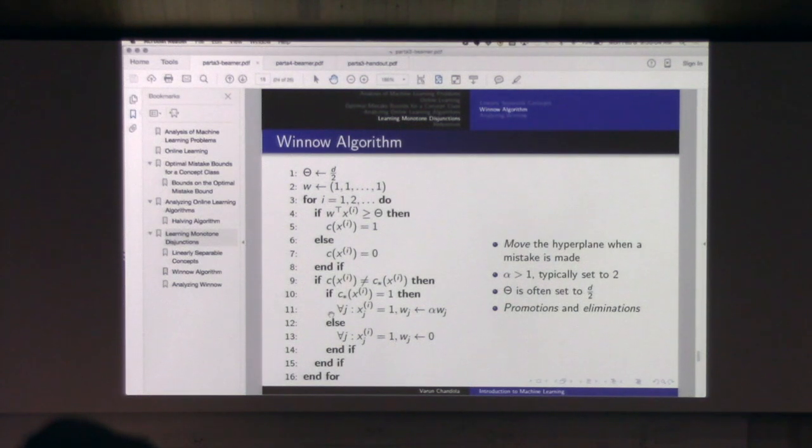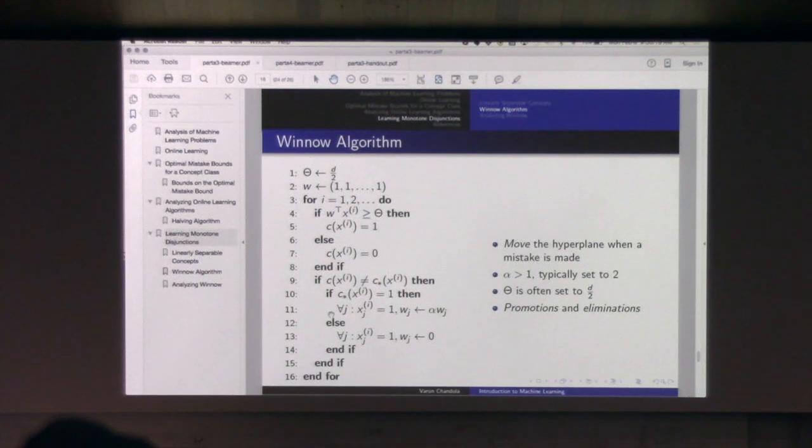Yes, go ahead. See, we start with ones, right? All W's are ones, and in promotions we are just doubling it. So it will always go up, up, up.